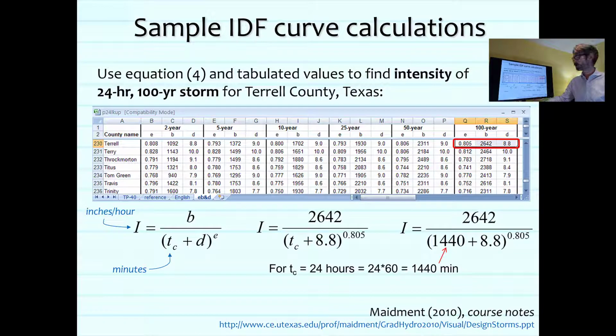It's an empirical set of equations. And so for Tc is 24 hours, that's 1440 minutes. That's what I put in. And I end up with an intensity of 7.53 inches per hour, which is a pretty high intensity. But it is a 100-year event.